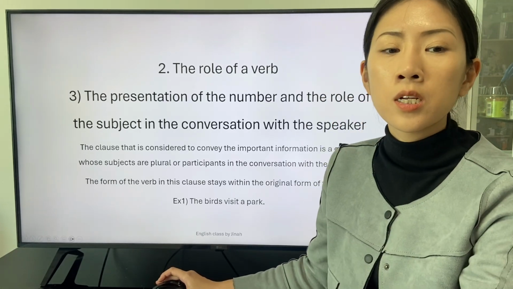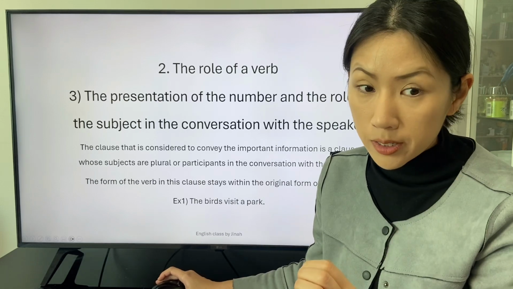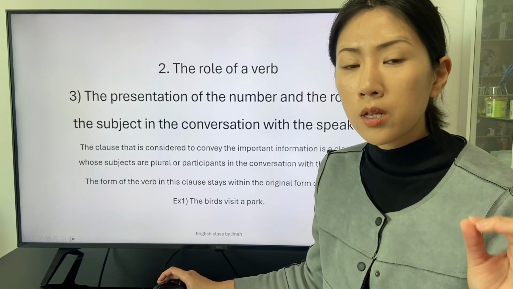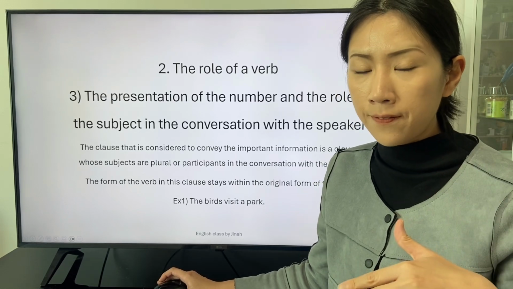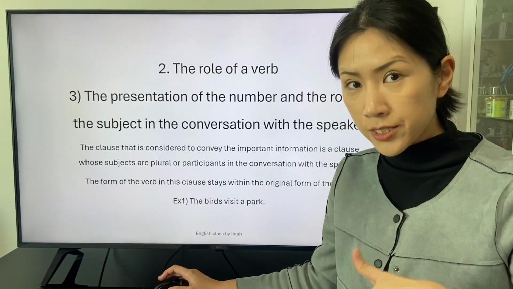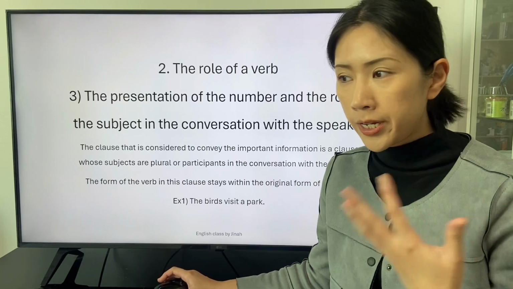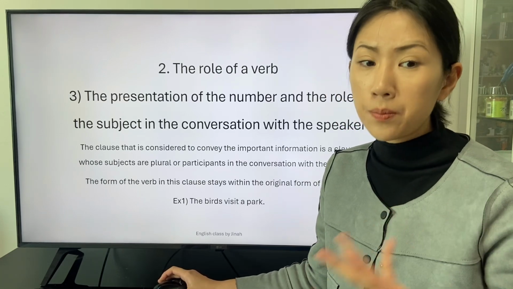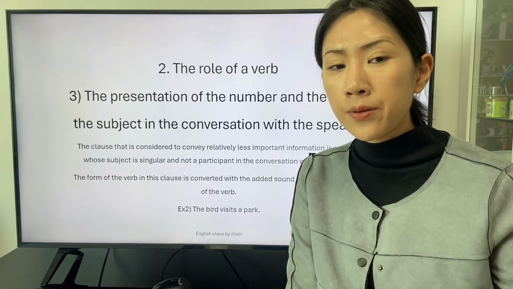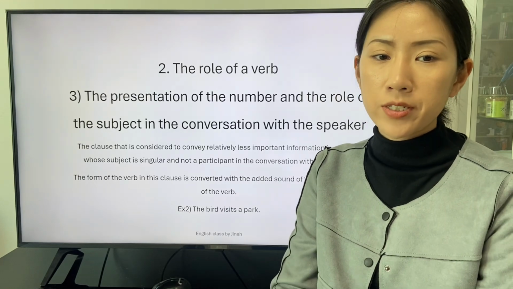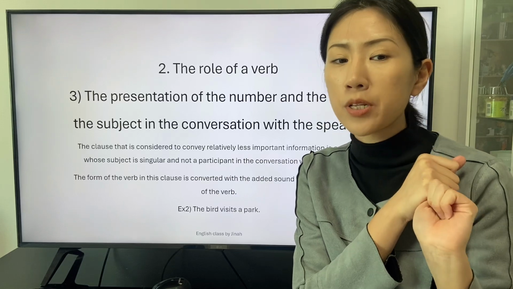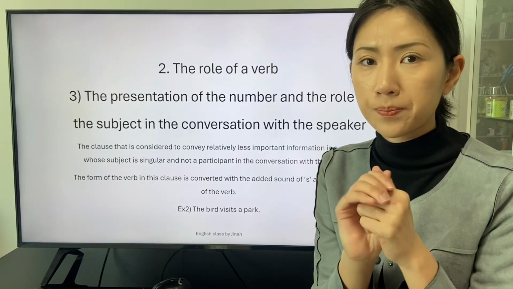For example, there is a clause, "The birds visit a park." The subjects of this clause are plural, so the form of the verb to describe the present action of the subject is indicated by the verb "visit." The clause that is considered to convey relatively less important information is a clause whose subject is singular and not a participant in the conversation with the speaker.